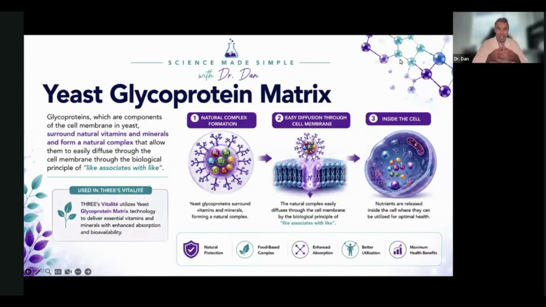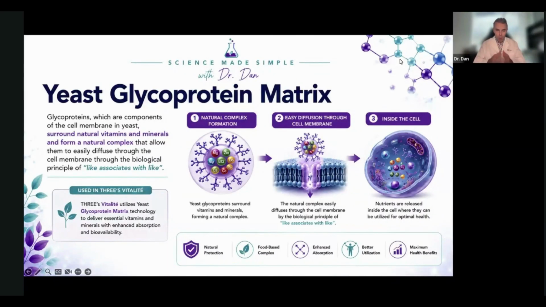And what we found is that when yeast make vitamins and minerals in its natural native state, these vitamins and minerals are surrounded by glycoproteins. And we saw that this was happening to a degree. There was a tendency for this to happen. And then what we found is that we can actually optimize that technology to make sure that these vitamins and minerals are surrounded by glycoproteins from yeast. And when you do this, you create a nice little bubble where now this glycoprotein matrix with vitamins and minerals on the inside can actually easily diffuse through the cell membrane.